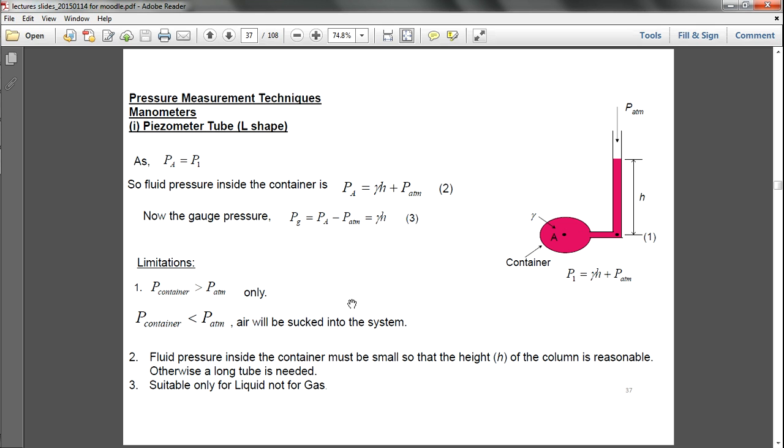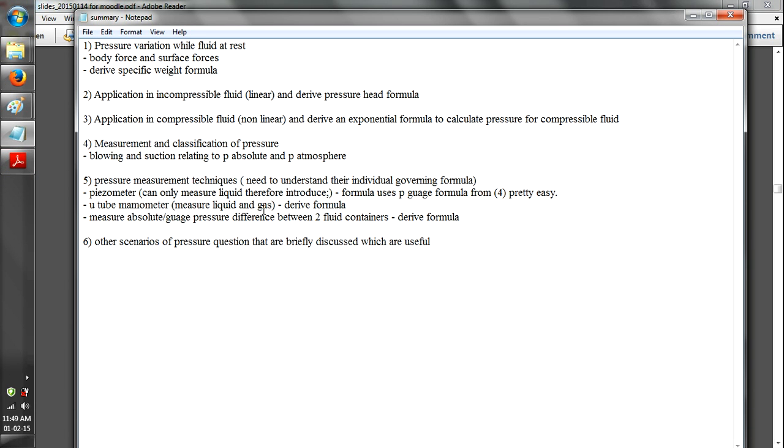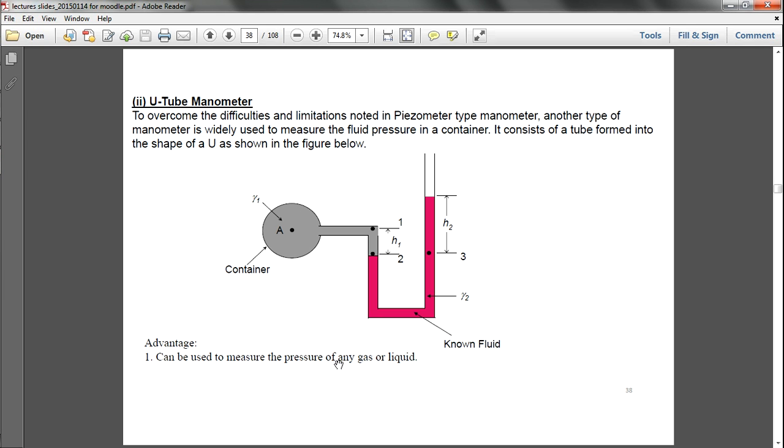So therefore, let's go to the U-tube manometer. For its distribution, you can measure liquid and gas. As also said over here, this is the advantage over the piezometer, to overcome its difficulties. It consists of a tube formed in a shape like this. This fluid is actually known, and then you put in whatever unknown fluid in here, maybe some gas or some liquid. Maybe there will be an opening and you just fill it in over here. So this is how it actually works.